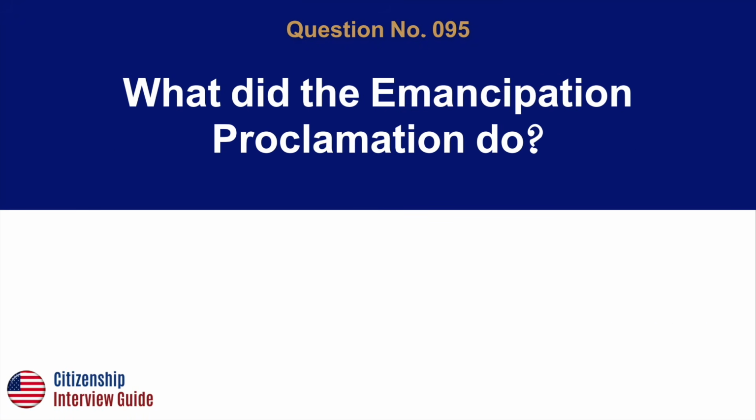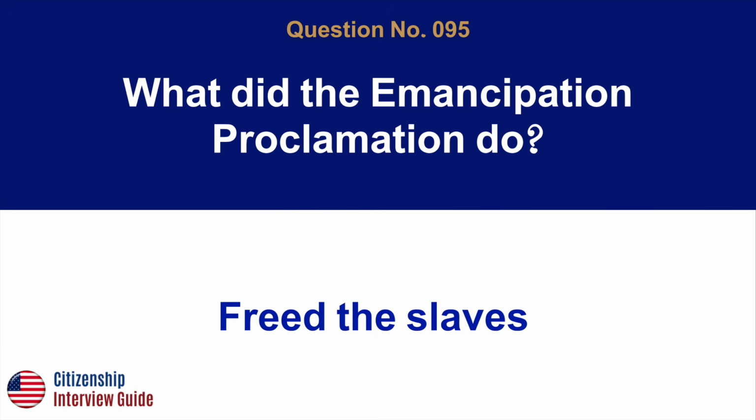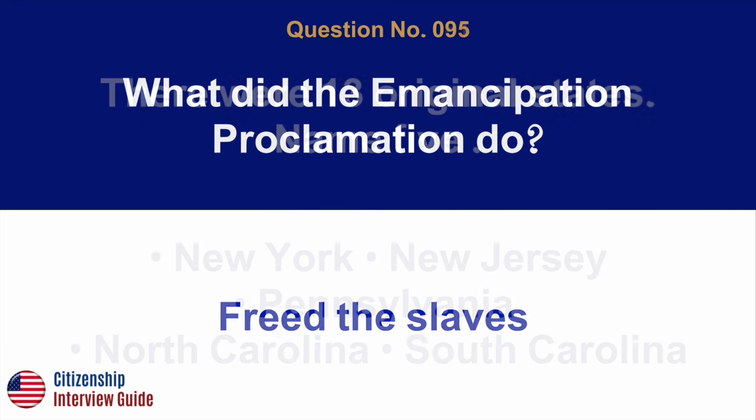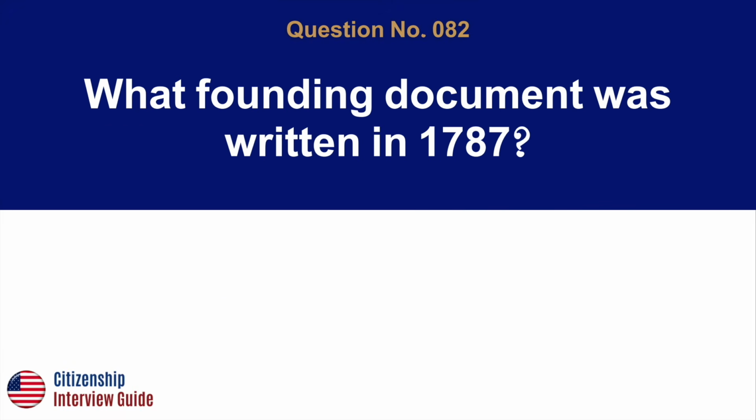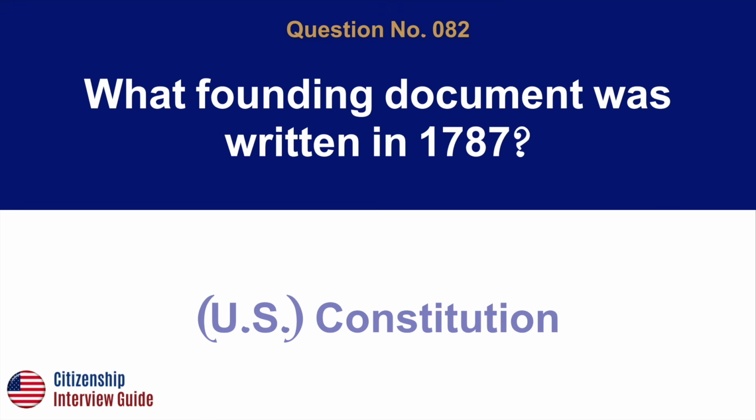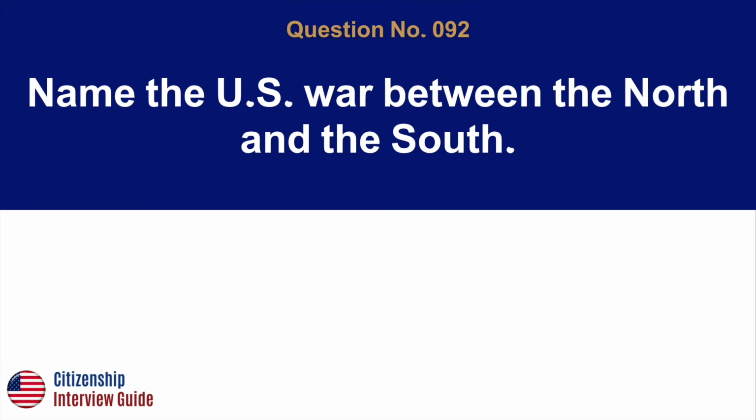What did the Emancipation Proclamation do? Freed the slaves. What founding document was written in 1787? U.S. Constitution. Name the U.S. war between the North and the South. The Civil War.